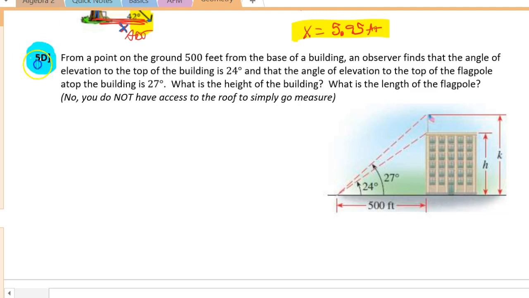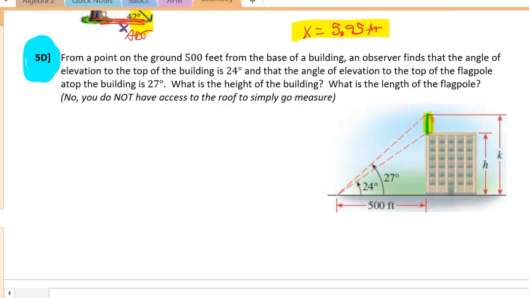This actually came from a pre-calculus textbook, but it deals with the same type of problem, same type of concept. From a point on the ground 500 feet away from the base of a building, an observer takes two angle measurements. One is a 24-degree measurement to the top of the building, and then another 27-degree measurement to the top of a flagpole that's on top of the building. The question is, what is the length of this flagpole right here?